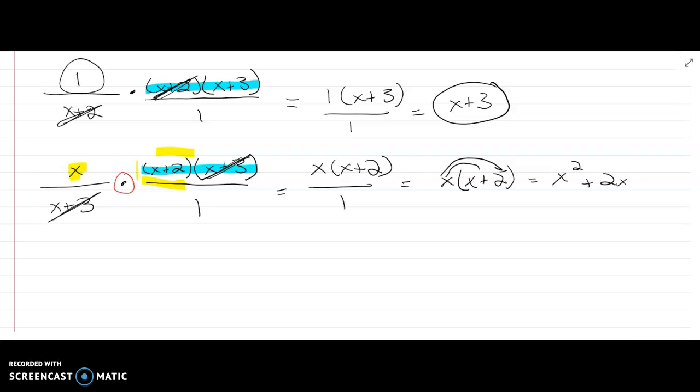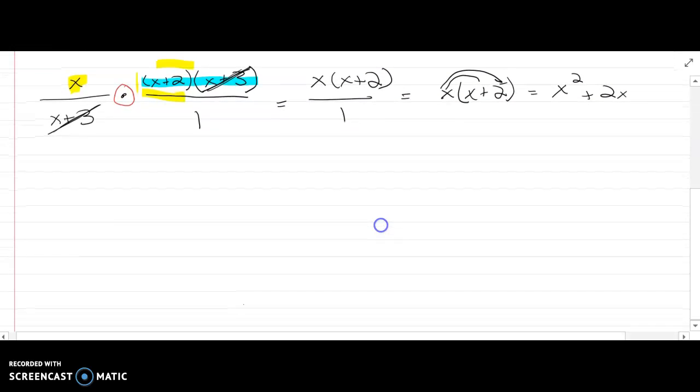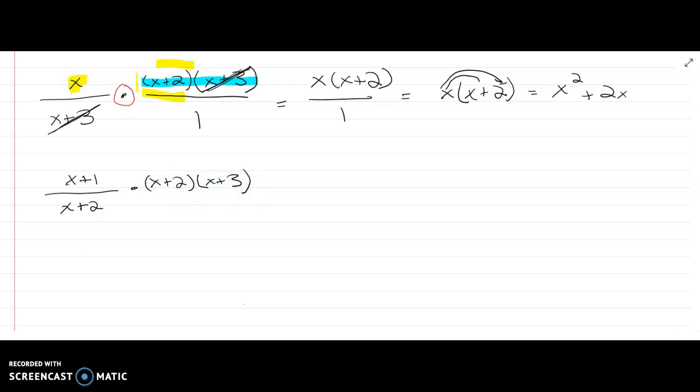Okay, so let's look at another one. So here I'm going to have 1 over x plus 2 times, we'll keep the same LCD, x plus 2, x plus 3. Okay, here's our LCD right here. Remember, this is just over 1. Now we'll look for things to cancel.